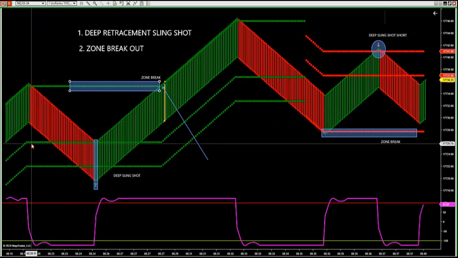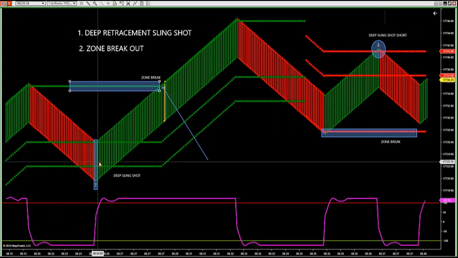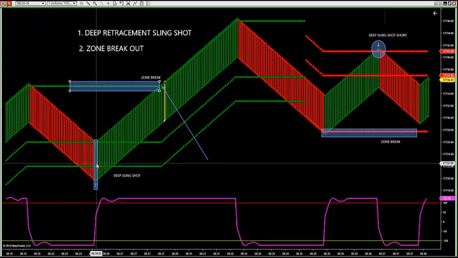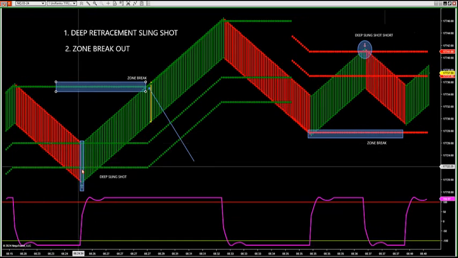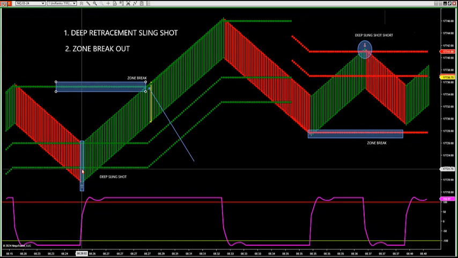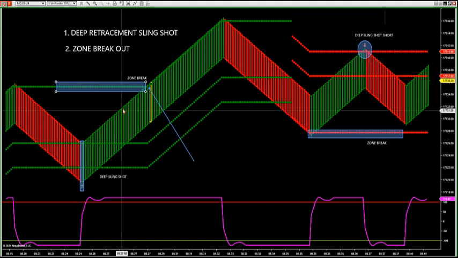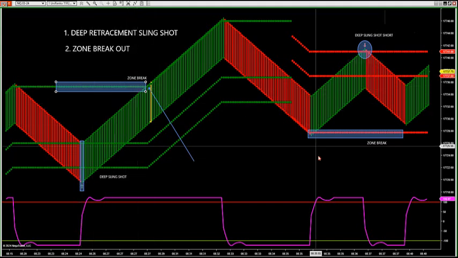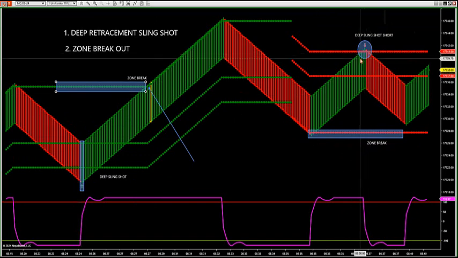Just like when this outer zone started retracing, it was at 8:20. The outer zone did not get in until 8:26. You had a 6-minute heads up on this deep zone slingshot buy, and you had an 8-minute heads up on the zone breakout. Then we come over to here.